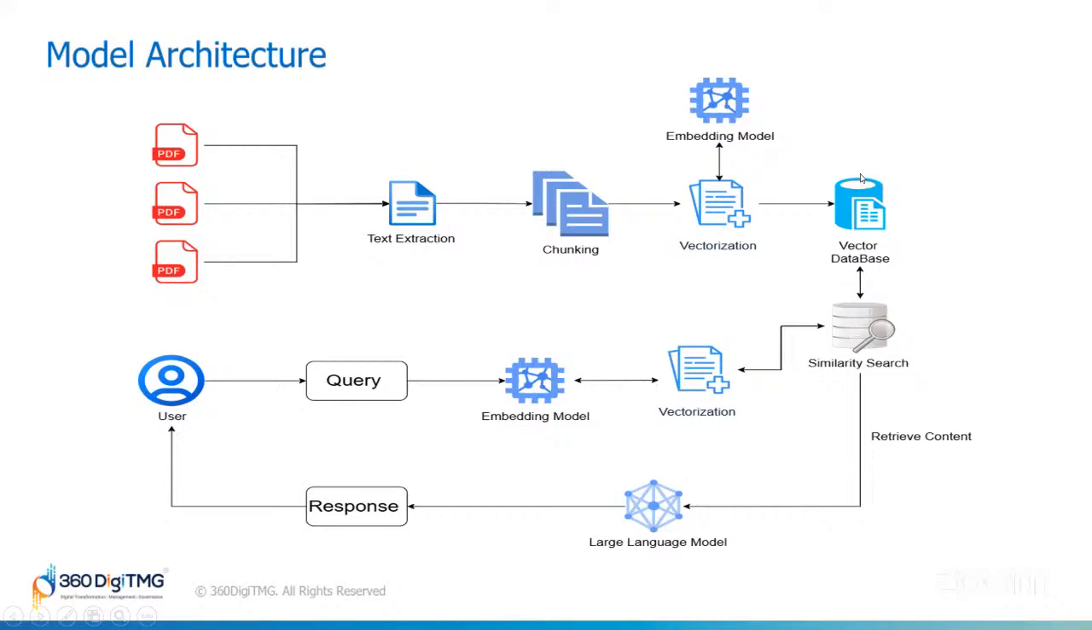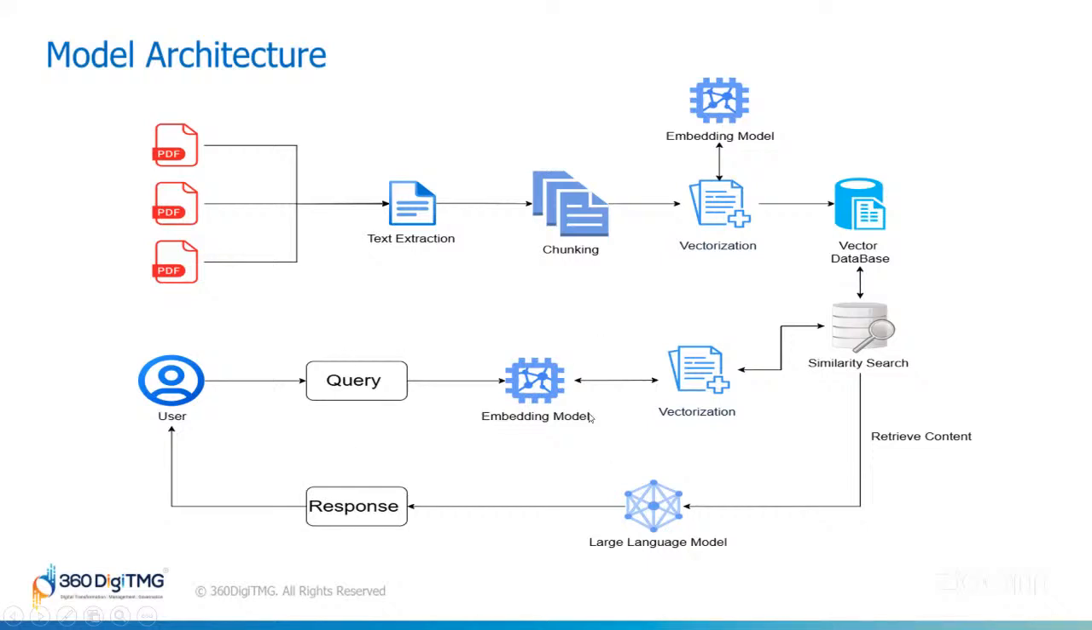What are all the similarity matches? Using similarity search, it will search for the similar context present in the vector database. We are going to retrieve the top 3 or 4 results from our vector database. Once we retrieve whatever content is present in the vector database, we will pass it to our large language model.